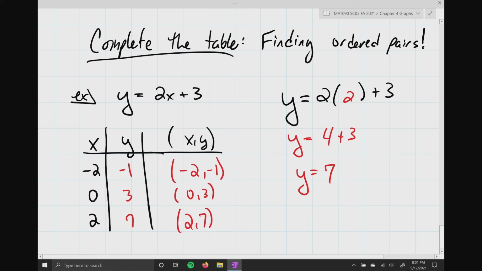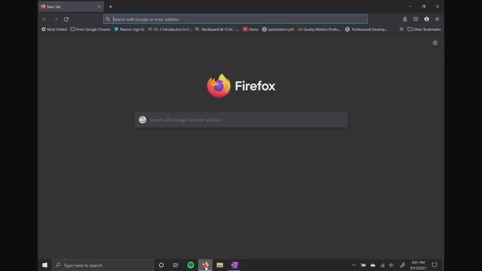So now, here is the great part about this. I'm going to show you something that I think we should all use. We should learn how to use it. And that's a graphing utility. So what I'm going to do is go over here to Firefox. You're going to see a little window pop up here. And I'm going to type in, let's see if I can zoom in here for a little bit. It's not going to let me right now, but that's okay.